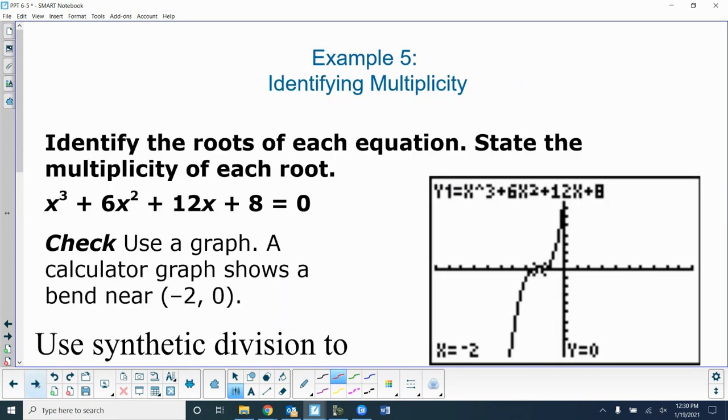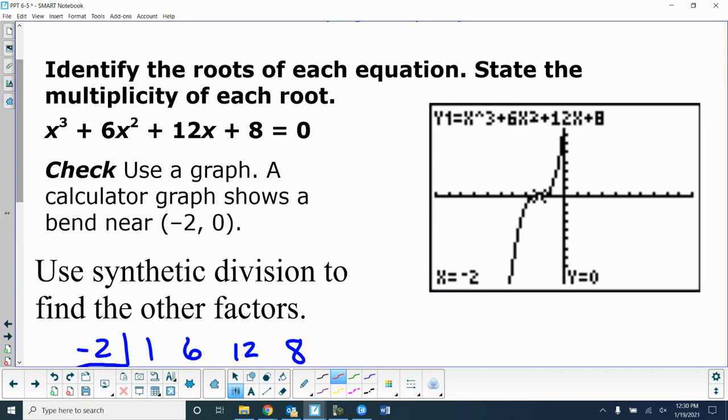All right, here's another one. Just watch. What's happening here? It's bending. It's bending. So how many times at least does -2 work? 3. Right? Because it bent. Now, how can you check to make sure you're right? Plug it in. Synthetic division. Synthetic division, yes. You check the table to make sure it's at -2, right?